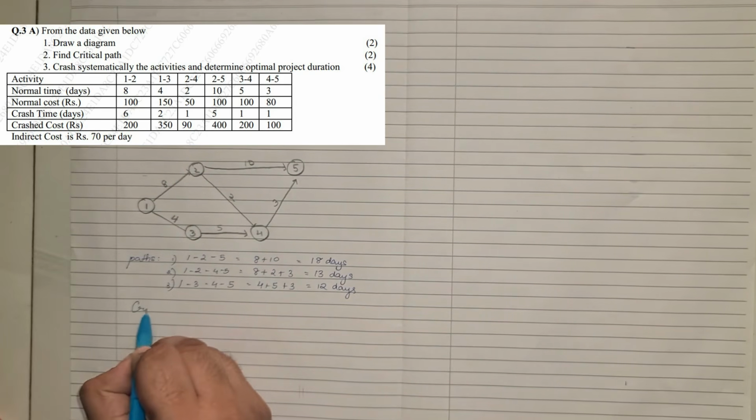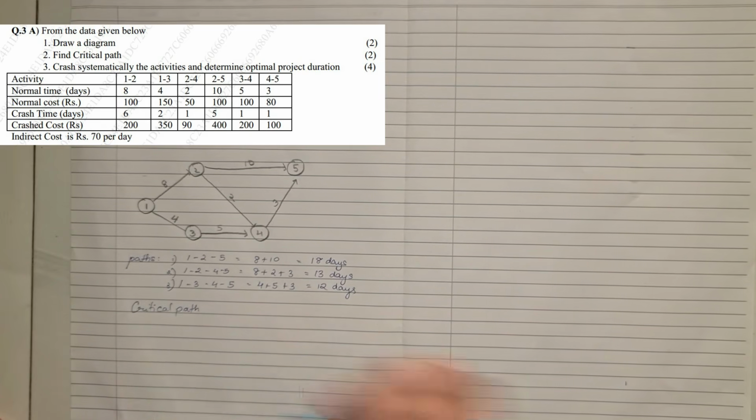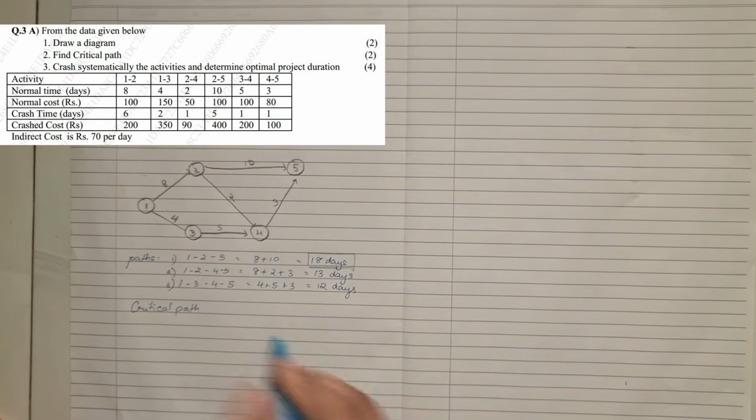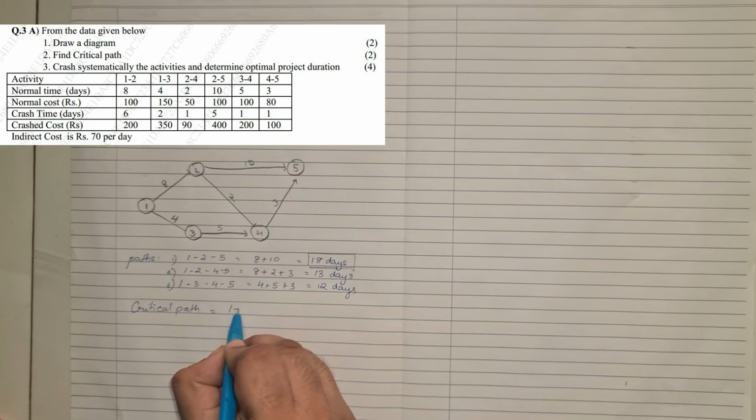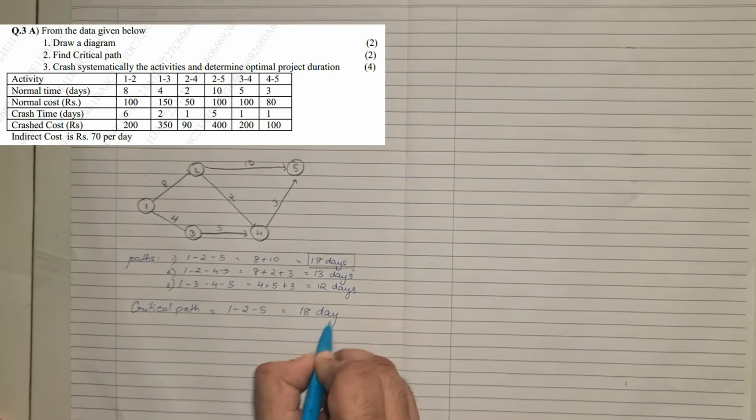From here we find the critical path. The maximum value here is 18 days, so our critical path will be 1 2 5, which is 18 days. Once we have the critical path, the next thing that we need to find under crashing is the total cost. Then we can prepare the tables which are required for crashing.